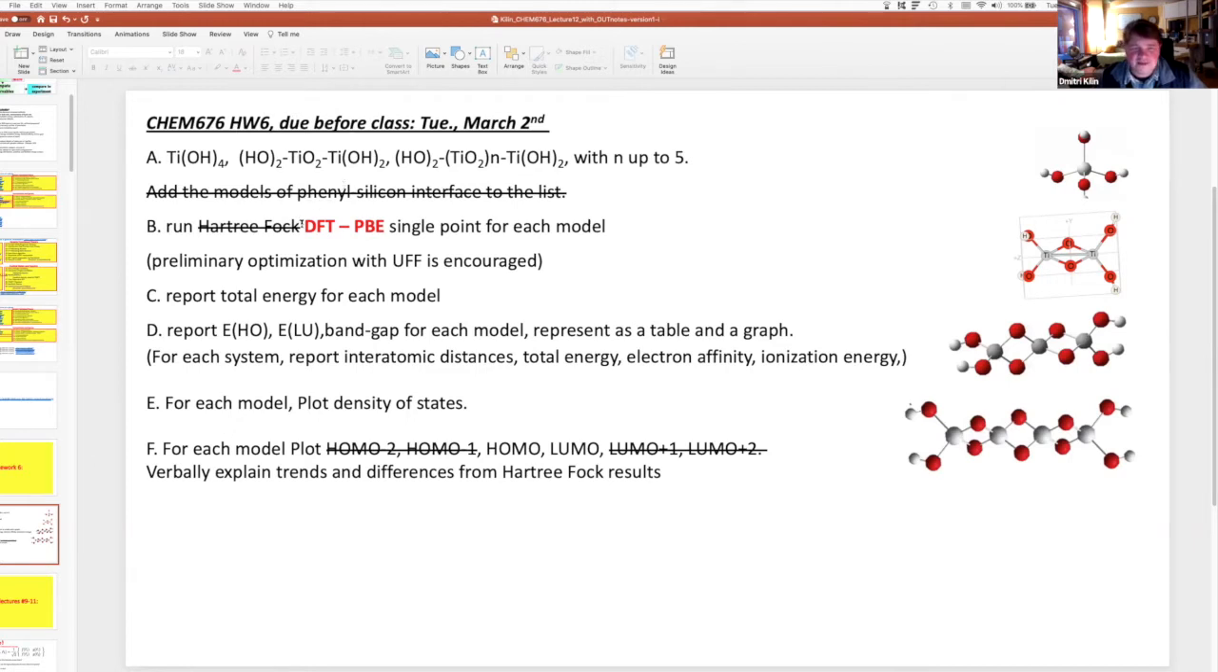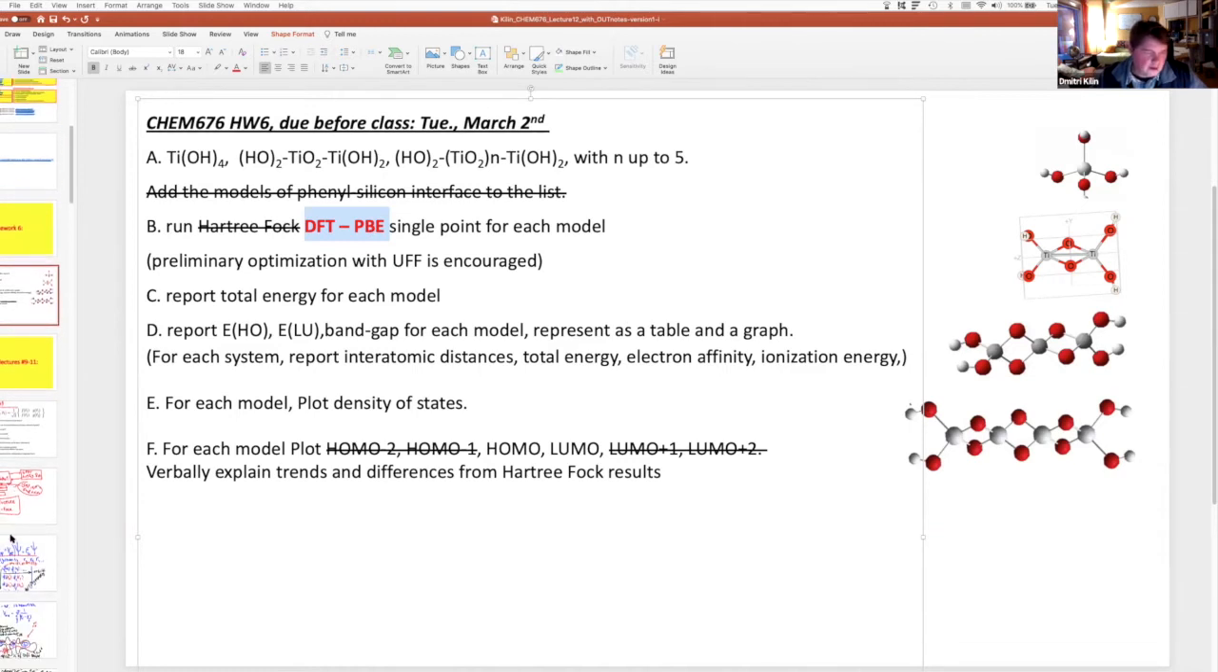If you have energy and steam, it's better to recompute single point with DFT-PBE, but it is a secondary option. If you can do it, good. If you cannot, I'm fine. The main thing to practice is building density of states and plotting orbitals.